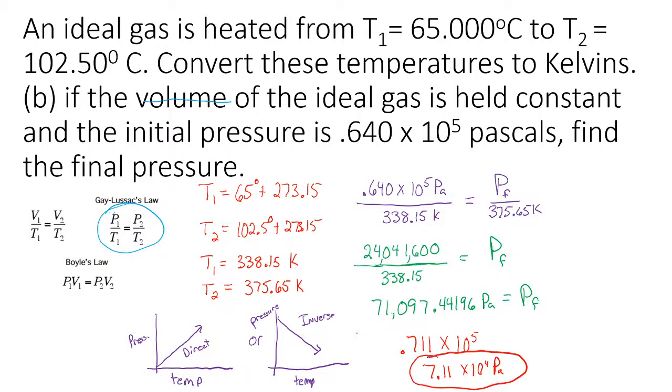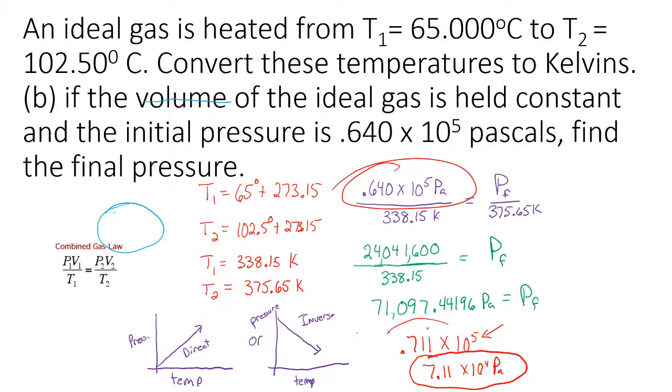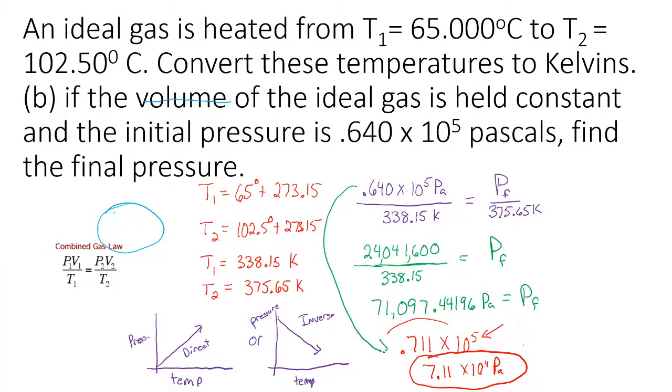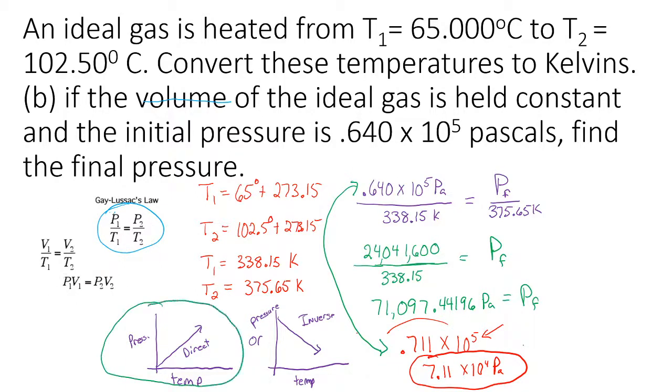The reason I put this particular answer here was to compare it to the original question, and I don't want to circle it because then you'll think that's the answer. But when I compare these two numbers, did the pressure go up or did the pressure go down? You can see that the pressure went up, meaning this is a direct variation. Gay-Lussac's law says that temperature and pressure are directly related. When temperature goes up, so will pressure. That's the lesson we have today.